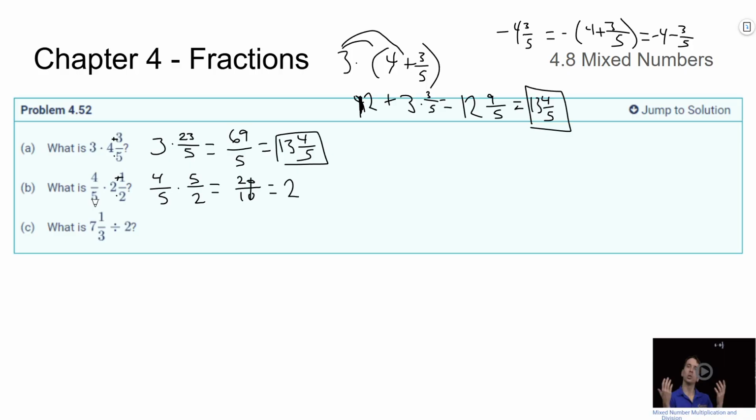Okay, how about 7 1/3 divided by 2? So this is going to be 7 1/3 times 1/2. So yeah, that might be easier to convert again. So 7 times 3 plus 1 would give us, 7 times 3 is 21, plus 1 is 22. So 22/3 times 1/2. So before we do this, remember to simplify when you can, make this problem easier. So I see 22 and 2 here. So it's going to be 11 and 1.